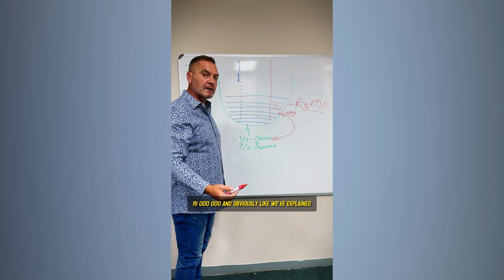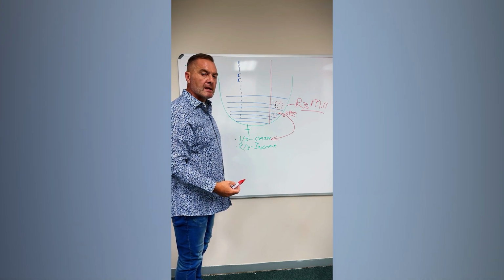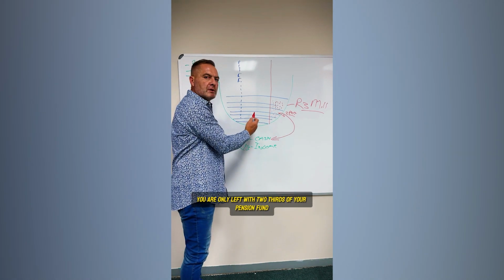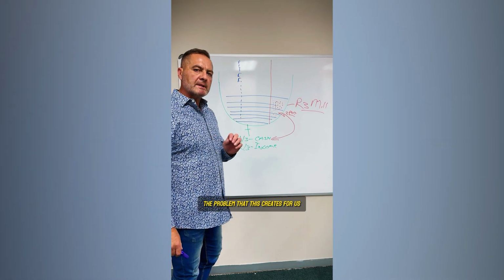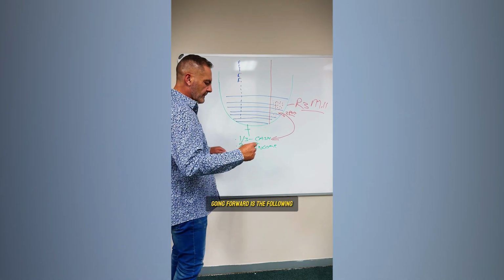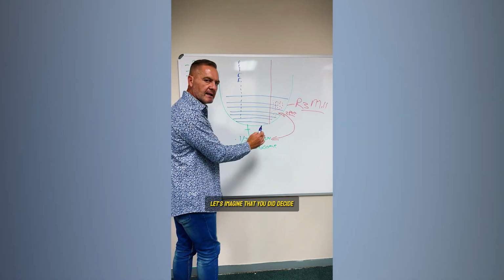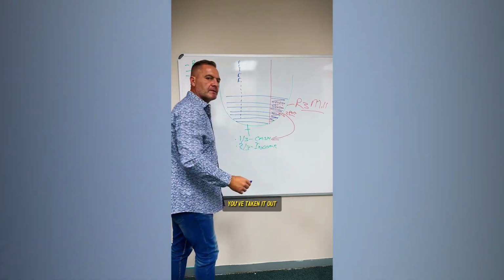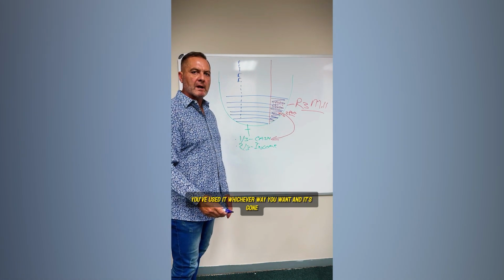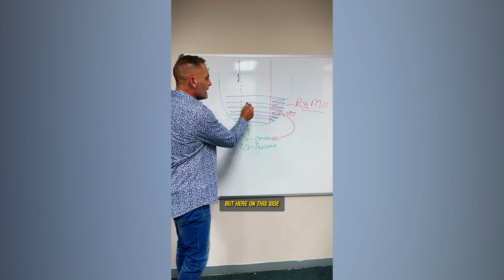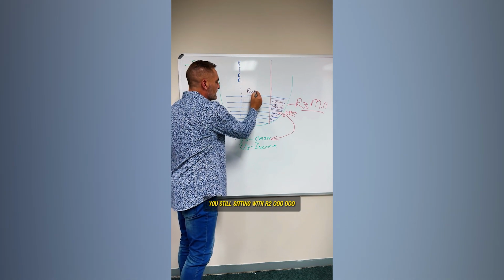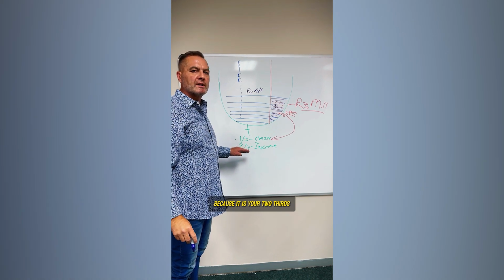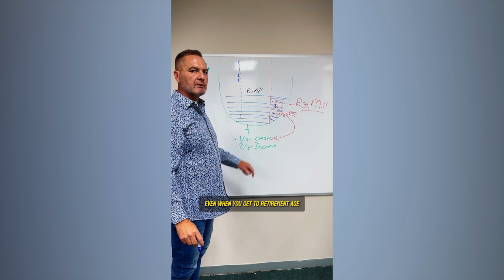And obviously, like we've explained, you will be taxed heavily on this. So if you were to withdraw the money from your two-pot system, you are only left with 2/3 of your pension fund going forward. So the problem that this creates for us going forward is the following. Let's imagine that you did decide to withdraw the full 1/3. Then all of this money has disappeared. You've taken it out, you've used it whichever way you want, and it's gone. But here on this side, you're still sitting with 2 million Rand. And this 2 million Rand you cannot touch because it is your 2/3 that you can never withdraw even when you get to retirement age.